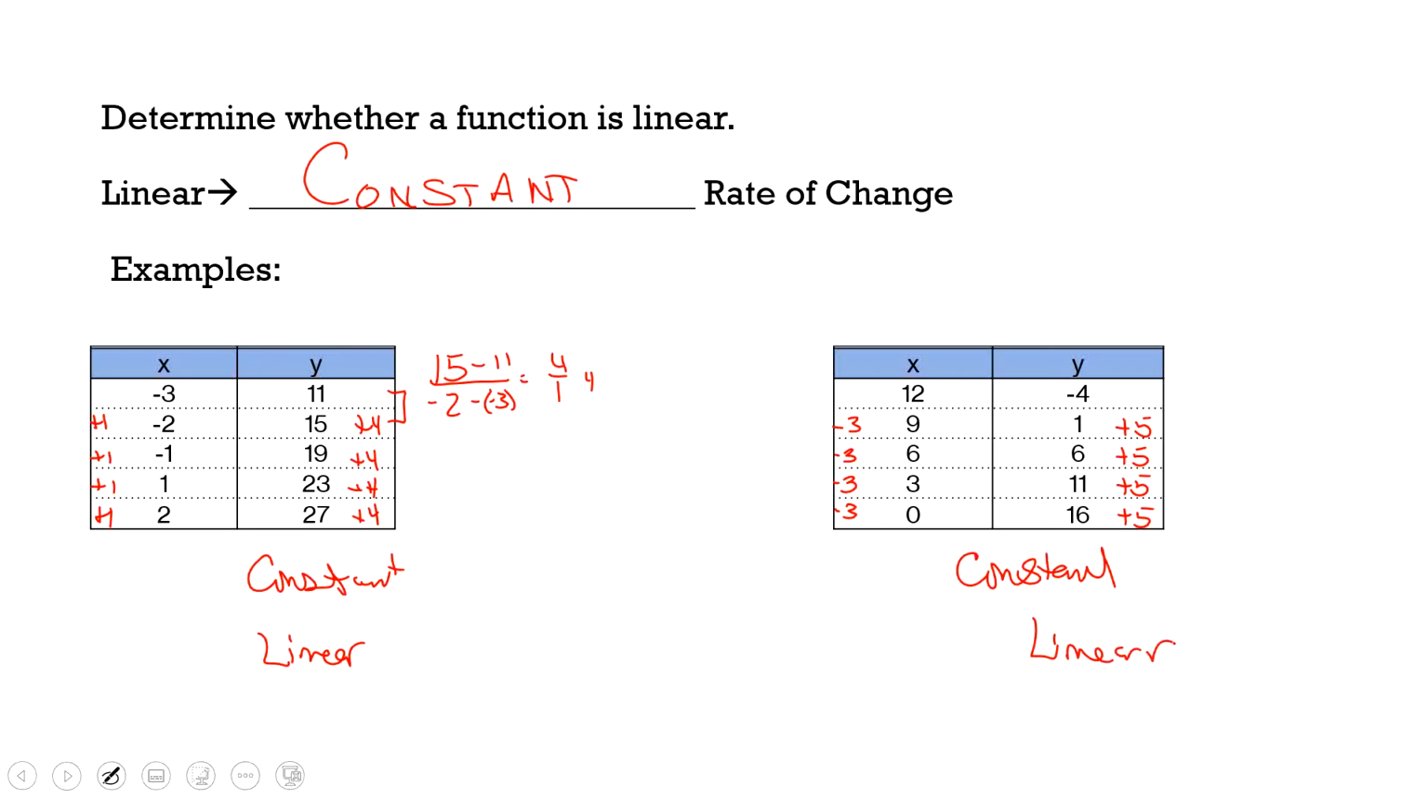Does that make sense? So you're going to look at each individual line on the table. What's the change from the line above it? Are those changes constant for both the x and the y? If they are, linear equation. If they're not, nonlinear equation.